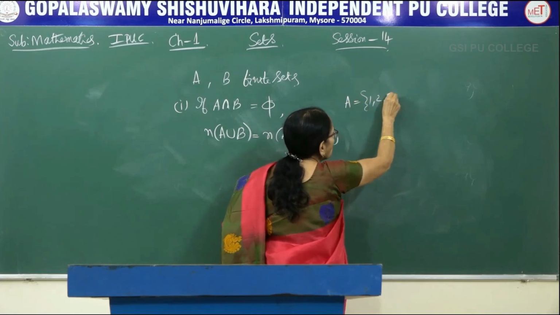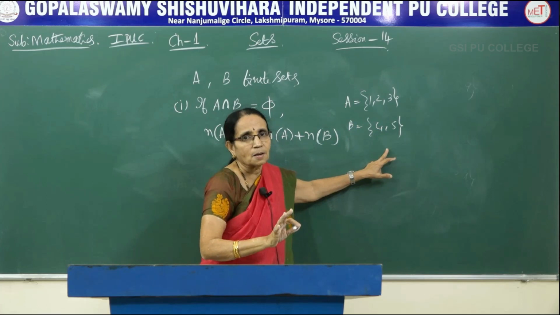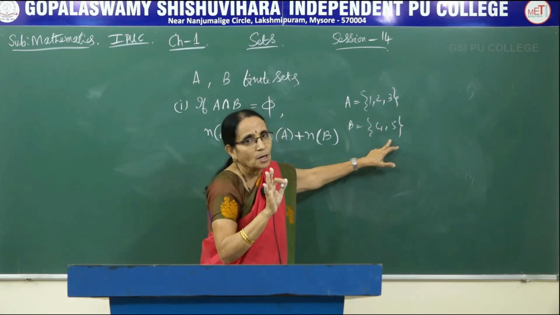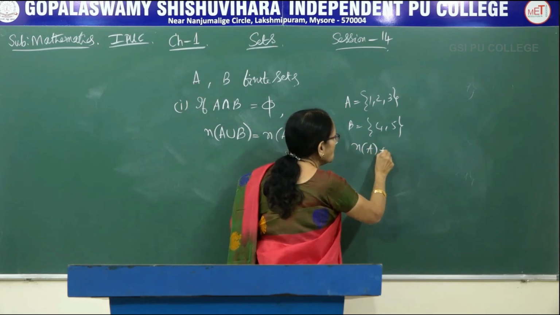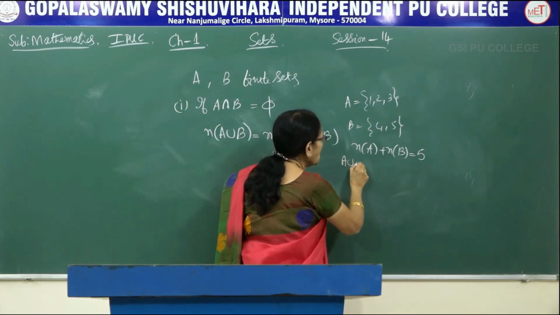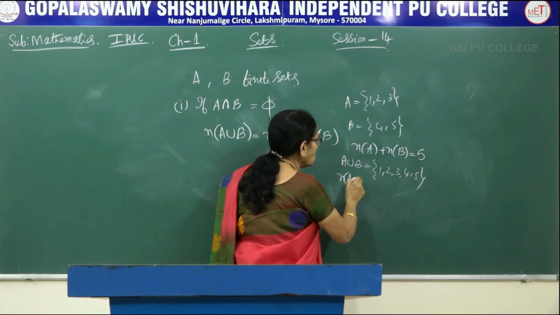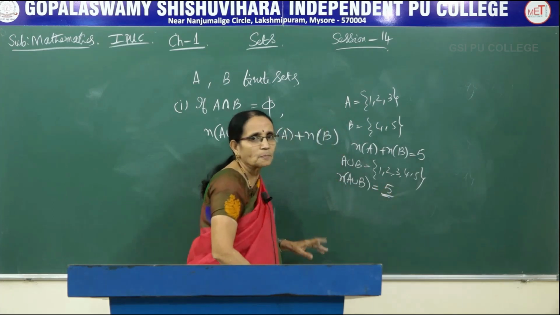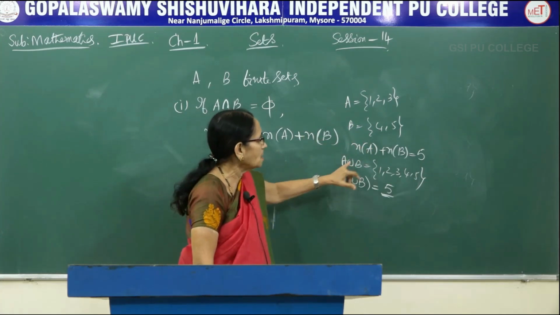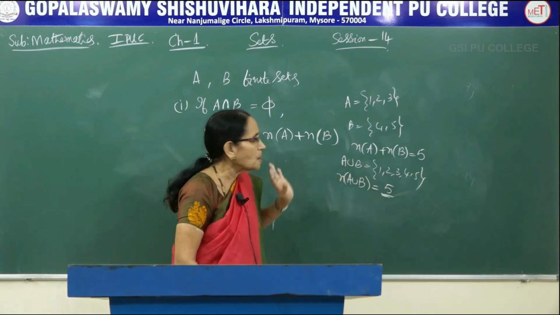Suppose A has 1, 2, 3. B has, say, 4, 5. Clearly you see that there is no common element at all, isn't it? How many elements are here? 3 elements. How many elements are there? 2 elements. So totally, n(A) + n(B) would be equal to 5. 3 plus 2, that is 5. Now take the union here. A union B is a set having 5 elements, correct? So n(A union B) would be equal to 5. This is the meaning. If they do not have any common element, in other words, if the intersection is a null set, then the sum of the elements of the two sets is equal to the number of elements of the union of the two sets.